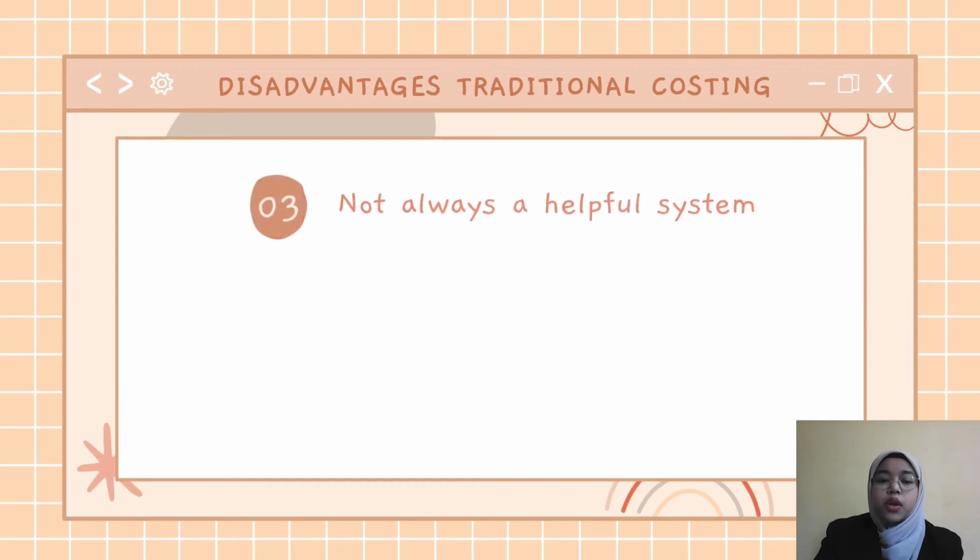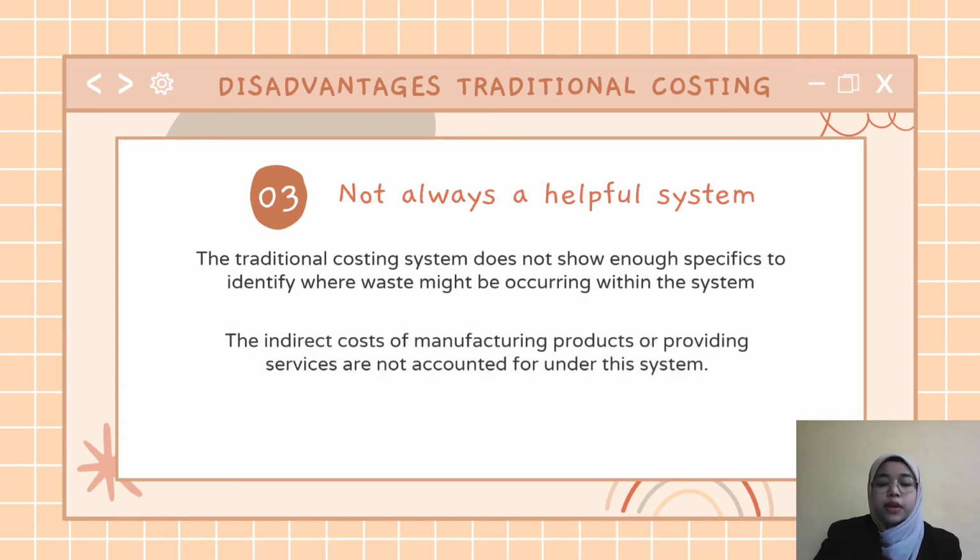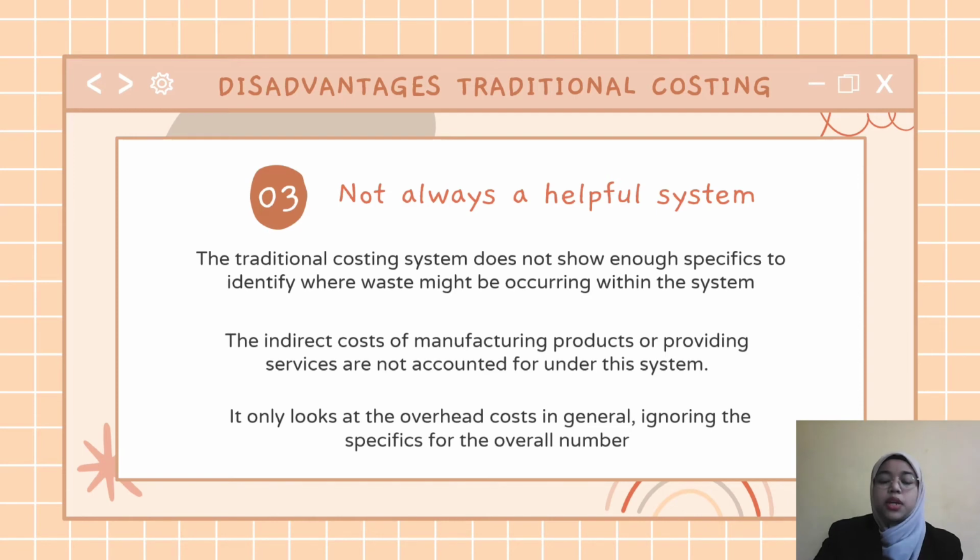Next, it is not always a helpful system. The traditional costing system does not show enough specifics to identify where waste might be occurring within the system. The indirect costs of manufacturing products or providing service are not accounted for under this system. It only looks at the overhead costs in general, ignoring the specifics for the overall number. For that reason, some organizations prefer to use activity-based costing if they suspect that there are cost-cutting measures that could be implemented.